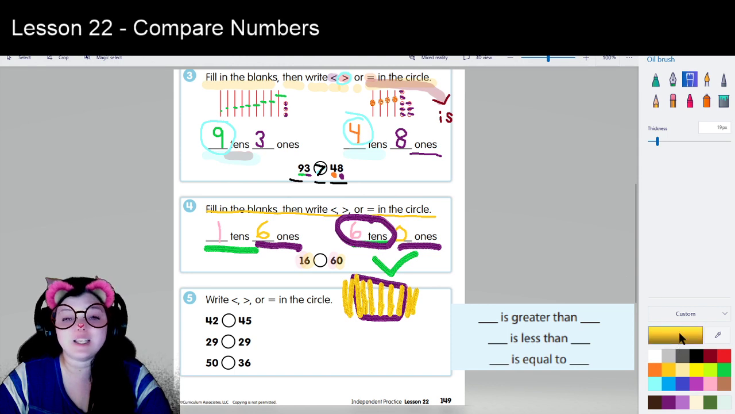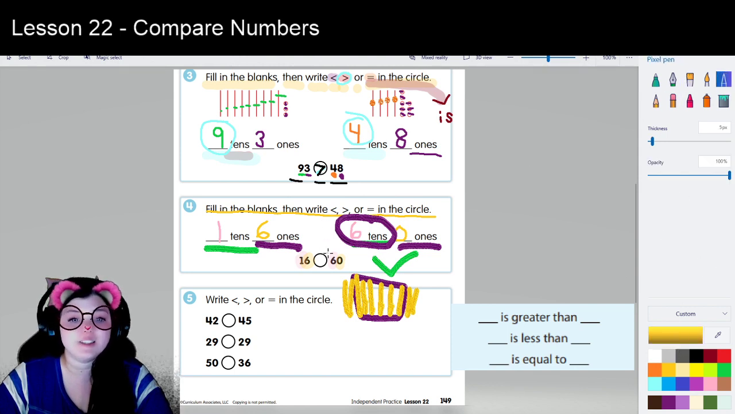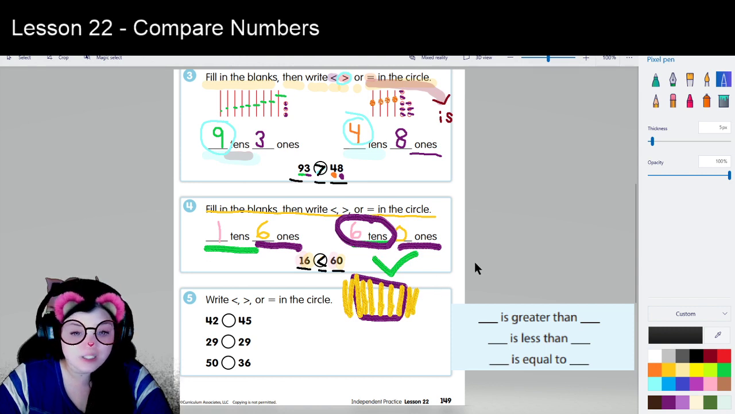So 16 is less than 60. 16 is a smaller number than 60. And the alligator eats the bigger number. And when it's less than, it looks like an L. So 16, you're drawing a little L because 16 is less than 60. Alligator eats the bigger number. Even though they have a 6 in the ones place and the 6 in the tens place, 6 boxes is a lot more than just 1 pencil that's floating around in your backpack.